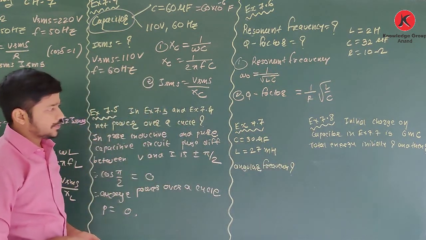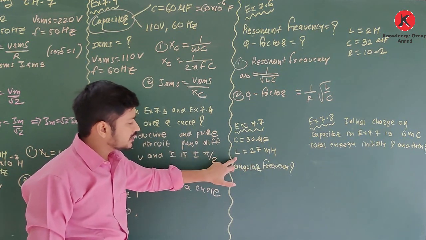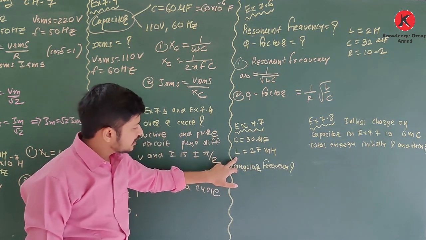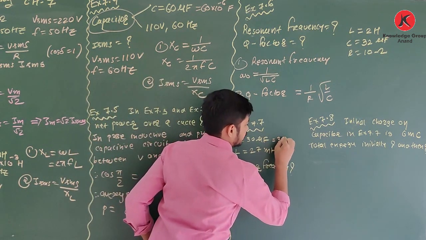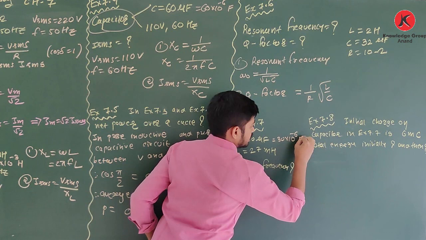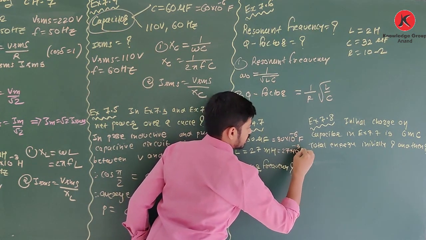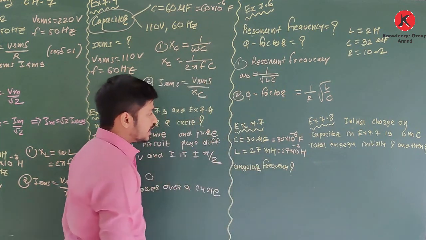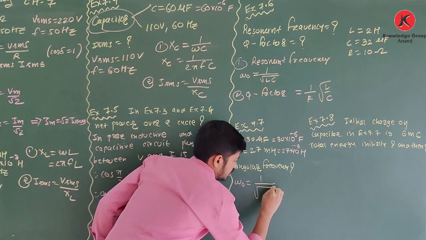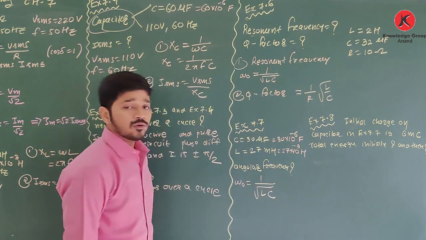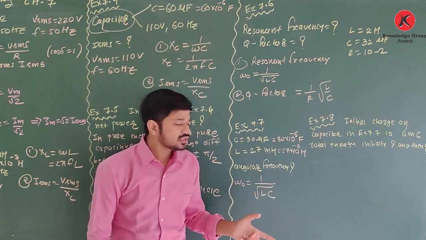Exercise 7.7. Capacitor having 30 microfarad capacitance and 27 millihenry inductor are connected. Then what is the angular frequency? It is 30 into 10 raised to minus 6 farad, and 27 into 10 raised to minus 3 henry. You have to find angular frequency. So angular frequency omega 0 is 1 upon under root LC. L is given, C is given, you have to just calculate.